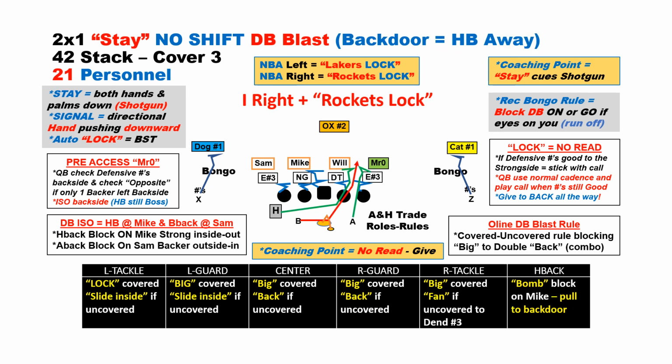Again, we can stay, but we can also shift and run the double blast away from the H-back. The H goes to the inside backer, back now to that side. The A goes to the outside backer, and the B is running the ball.